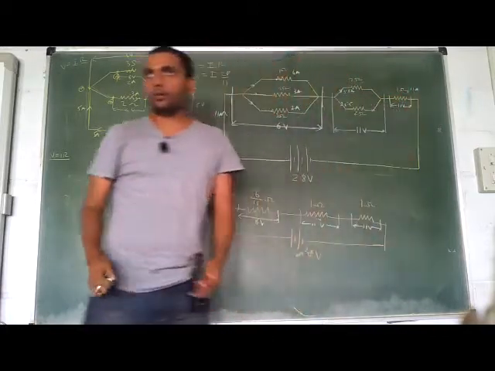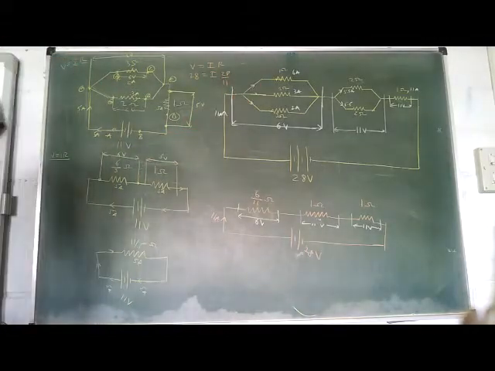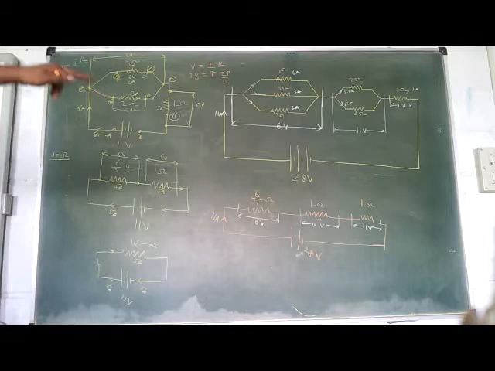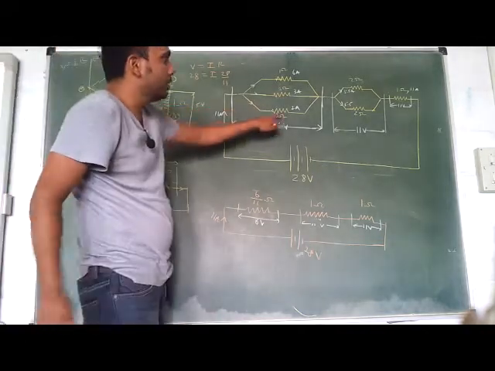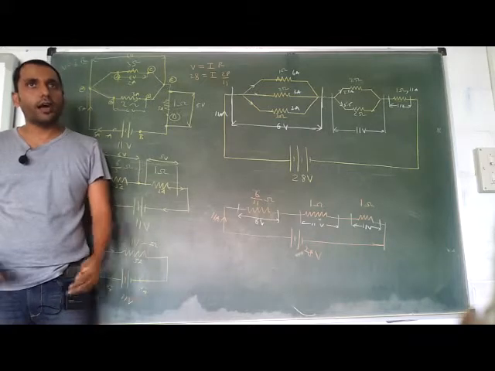Any doubt? You can also see that the least resistance is having the highest current and the highest resistance is having the least current. Right? All those things you can see and appreciate.